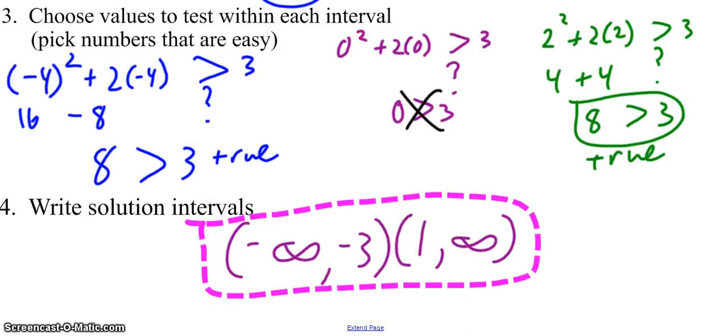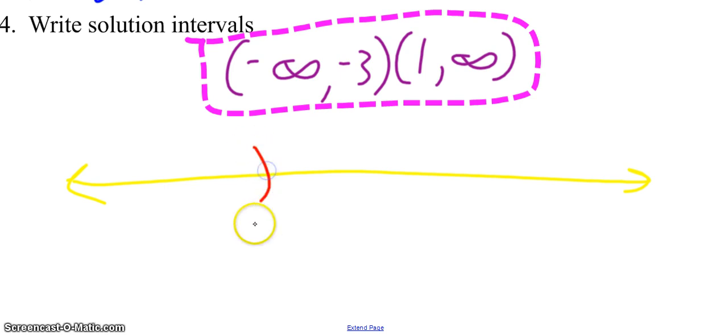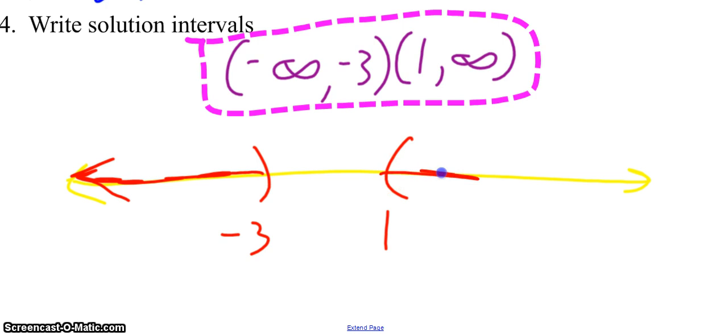Now, I didn't ask you to on this problem, but if we wanted to, we could also graph this solution on the number line. So we'll be doing that a lot. So we draw our number line, put a parenthesis at -3, and I shade to the left. I put a parenthesis at 1, and I shade to the right. Lovely.